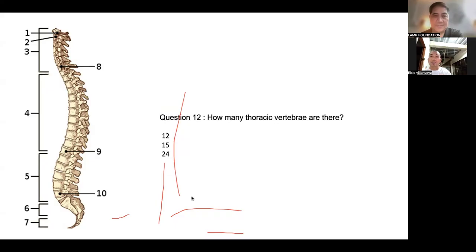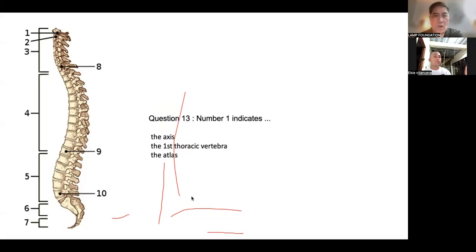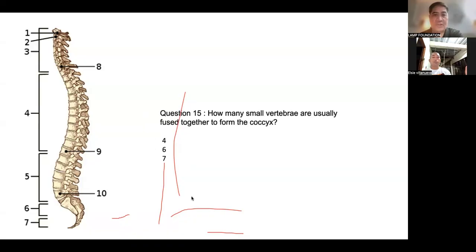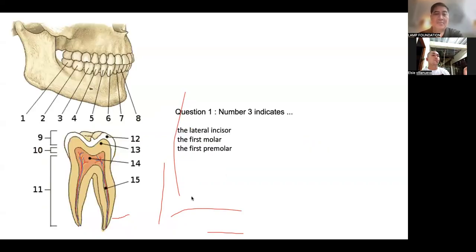Number 7. How many thoracic vertebrae? There are 12 thoracic vertebrae. 1, the atlas. 12 thoracic vertebrae. Number 9. How many small vertebrae are usually fused together to form the coccyx? Number 4. 4 vertebrae. Number 3.